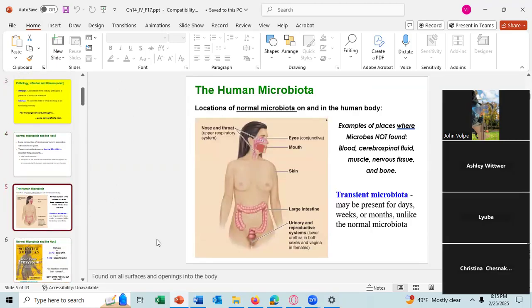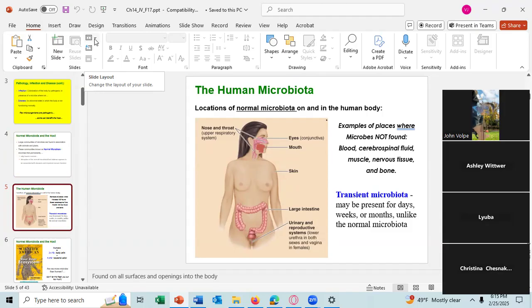All right, this picture is showing you the locations of the normal human microbiota. And I should mention that we do have a normal microbiota for every species of organism, meaning all humans have about the same normal microbiota. That's not entirely true, but it's similar. And then cats have a normal microbiota, but cats have different species as part of their normal microbiota.